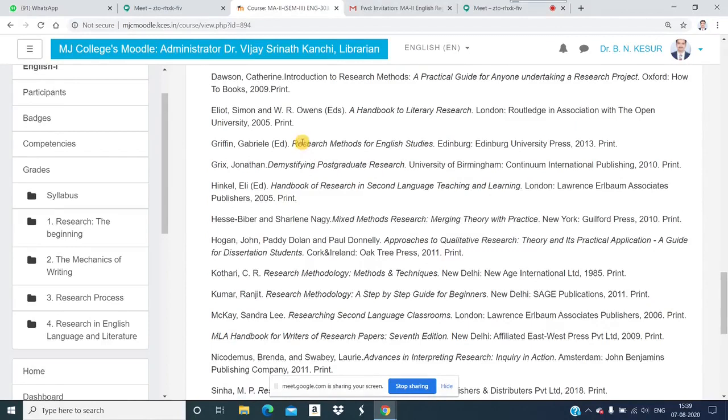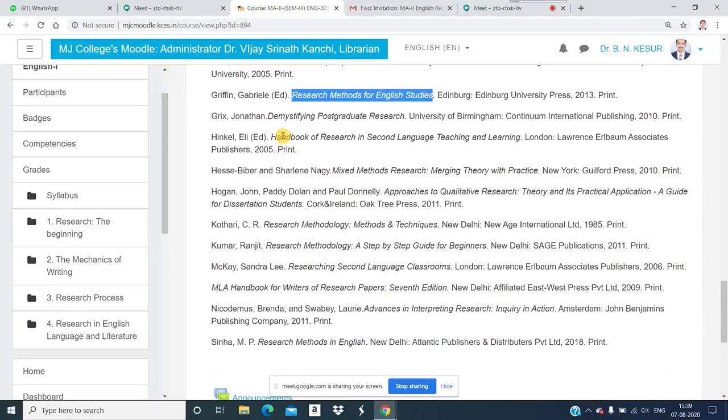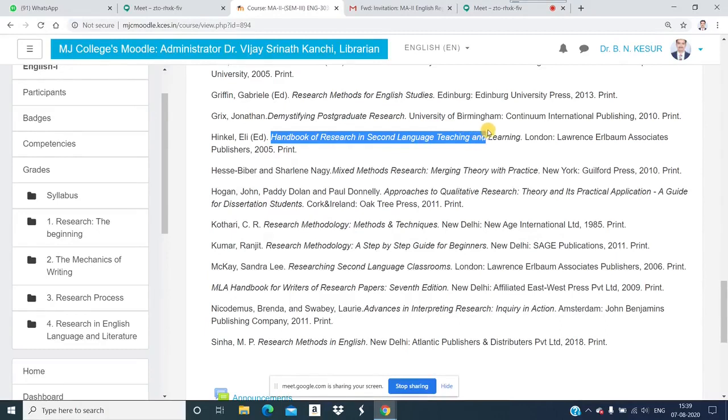Then Research Methods for English Studies. If you see your WhatsApp group for this particular class, I have posted some of the books, and there you can see some of the titles from this list. Okay. Then you can see Handbook of Research in Second Language Teaching and Learning. It's related to research in ELT.